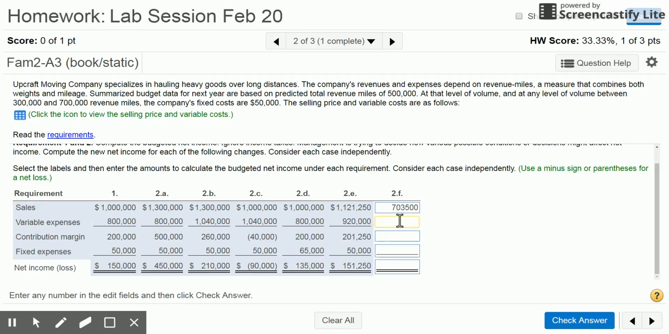$703,500. But since our revenue miles decrease, our variable costs decrease as well. So it will go to $560,000. Our contribution margin will be $143,500, and we have $50,000 as our fixed cost. And it will give us $93,500.